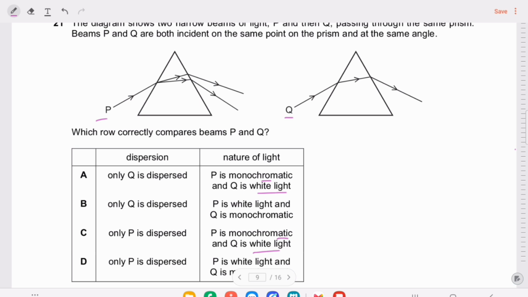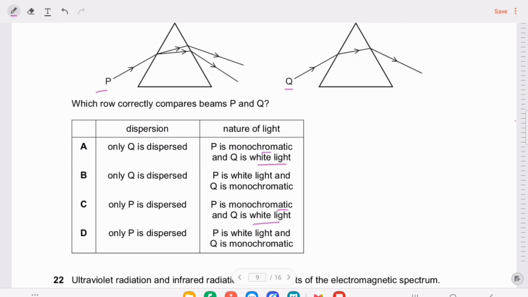A prism acts like a color sorter. When white light enters, each color bends by a slightly different amount, creating a rainbow effect. So white light disperses, monochromatic light does not disperse. So in this case, P is dispersed, Q is not dispersed. So P is white light and Q is monochromatic light, which is option B.